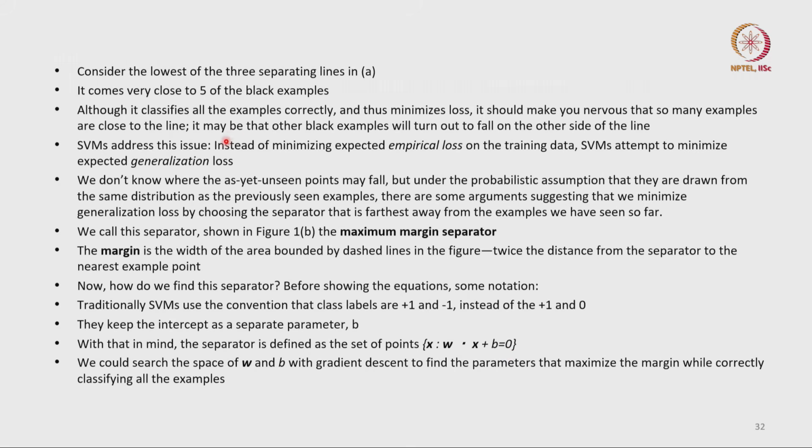Okay. So, instead of minimizing expected empirical loss on the training data, SVMs attempt to minimize generalization loss. So, how does it do that? It finds the maximum margin separator. Now, if we look at the equation of the hyperplane which you are trying to find, it is going to be of this form.